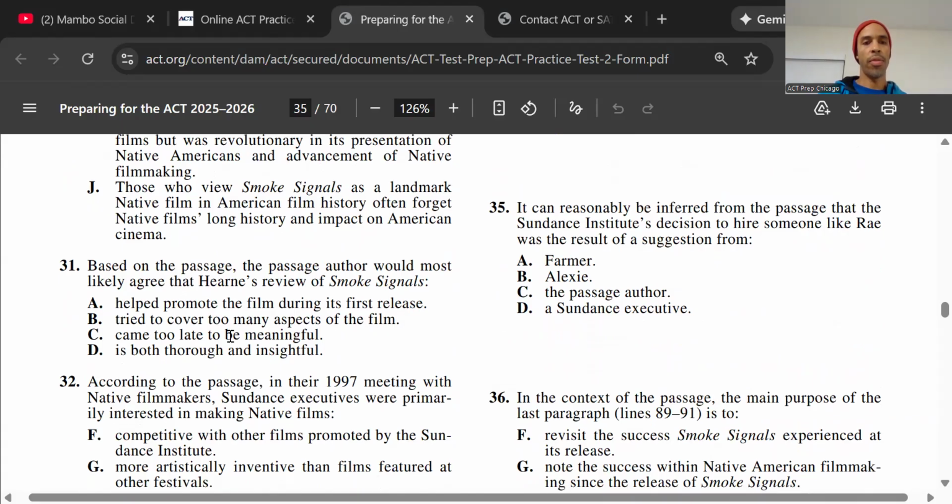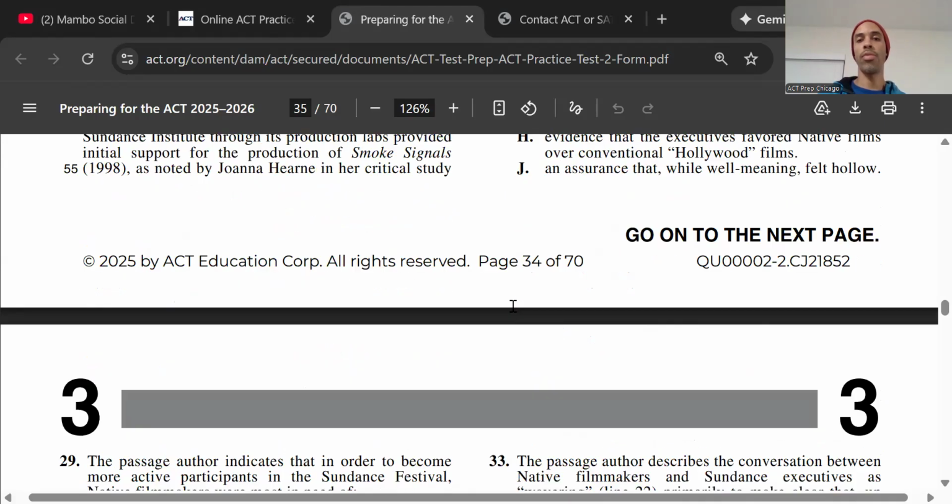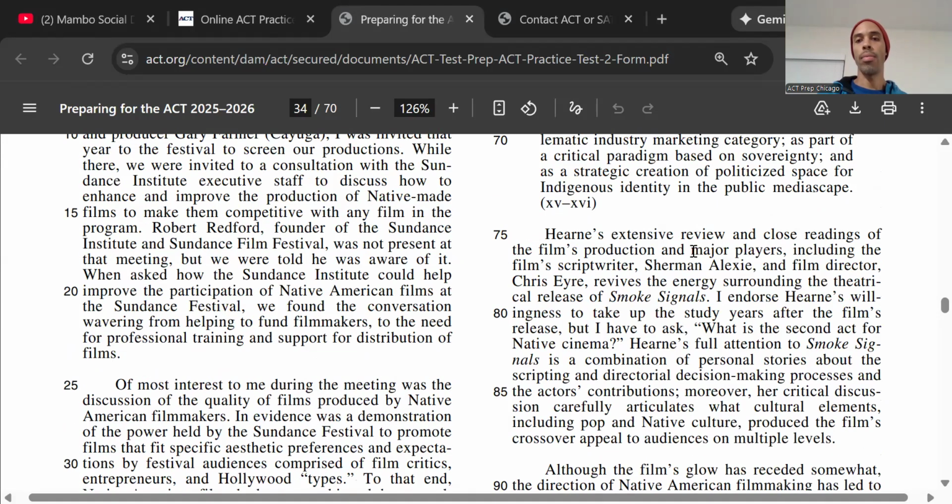Came too late to be meaningful. I don't think she said it wasn't meaningful. The passage author would most likely agree that Hearn's review helped promote the film during its first release. No, it was later. Tried to cover too many aspects. She didn't say that. Came too late to be meaningful. She did kind of say that. It's both thorough and insightful. She said D more because it came late, but it wasn't too late to be meaningful because she said it was meaningful. She said it was both thorough and insightful because of the way she described it.